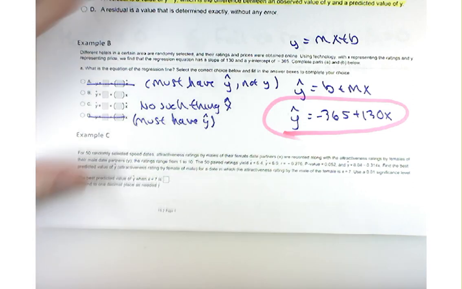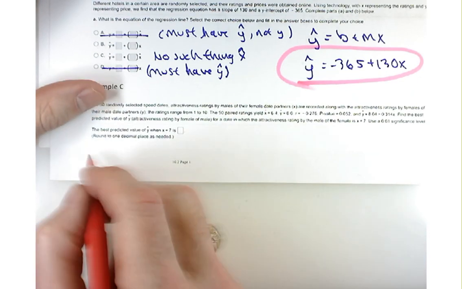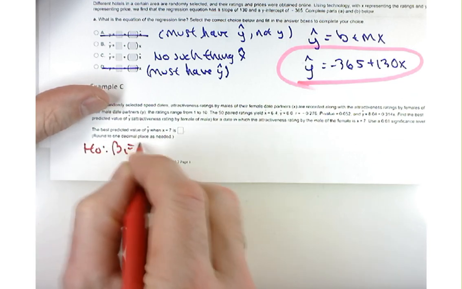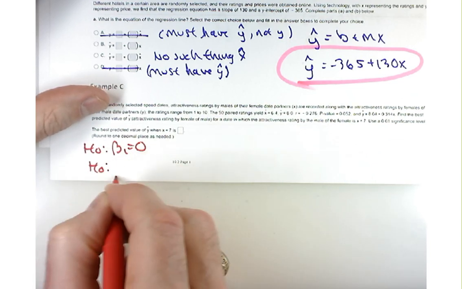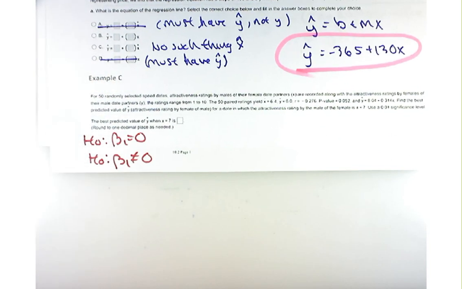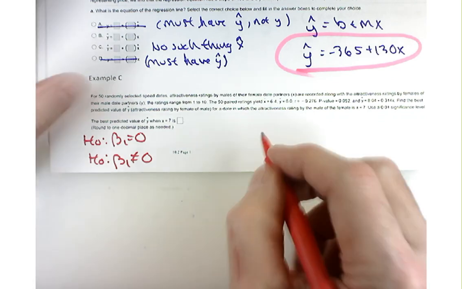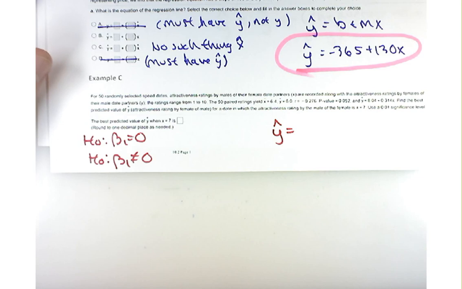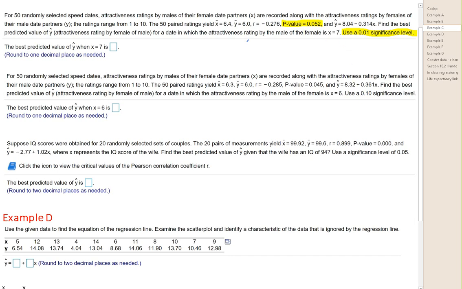So we're really going to test this hypothesis. H0 such that beta 1 equals 0, H1 such that beta 1 is not equal to 0. And they're going to ask us to make a prediction based on this. I want to know what my best predicted value is in the case that X equals 7. So right here.